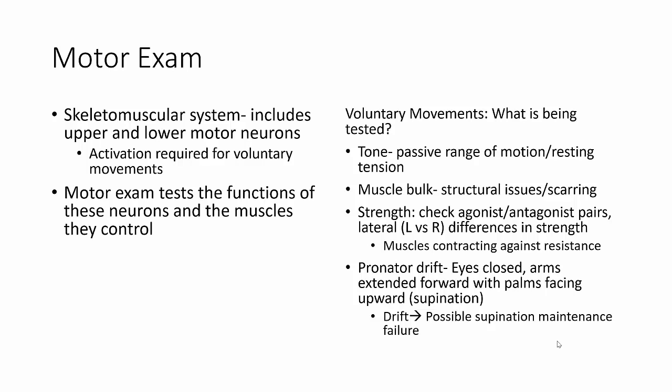So for tone, you're going to have a passive range of motion, and they're going to look at the resting tension. Muscle bulk, they will look at structural issues and see if you have any scarring. For strength, they're going to test the agonist and antagonist pairs, left versus right differences in strength. So your muscles contracting against resistance, basically.